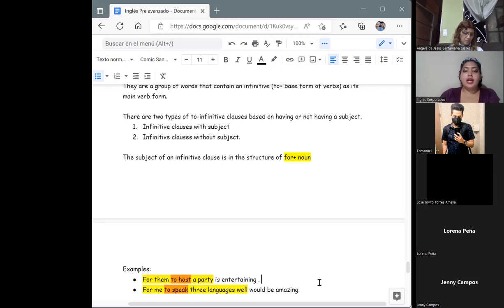But when we add "will be amazing," it makes sense in the idea that we are explaining. So in this case, we have two clauses, two short sentences working together: "for me to speak three languages well will be amazing."